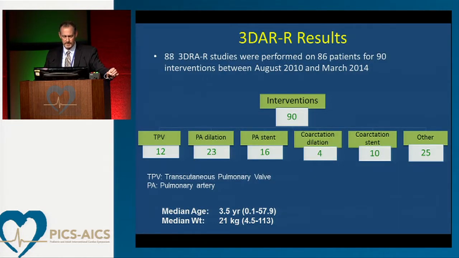Our data, this was just presented last week by our fellow Dr. Abu Hassim at the SCAI meeting, but so far we've had 88 3DRA studies that were performed in 86 patients and 90 interventions performed with those between August of 2010 and March of 2014. And a breakdown is here. I'm not going to go through the entire breakdown, but again, most of what you would expect for this technology is non-beating structures, because motion really interferes with the reconstruction. So most of this is in arterial and venous structures.